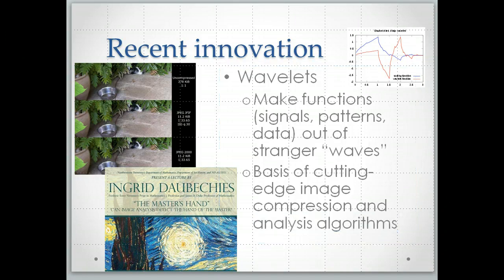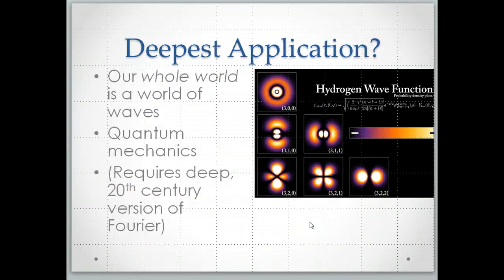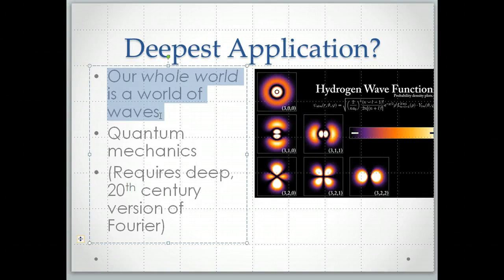So the basic idea is that Fourier ideas in technology and engineering are absolutely alive and still being developed. I want to talk a tiny bit about what I would consider maybe the deepest application of Fourier ideas. In fact, if you think about quantum mechanics, our whole world is a world of waves. It's not just that you have a choice to analyze the world as a world of waves, but quantum mechanics says that everything is a wave.